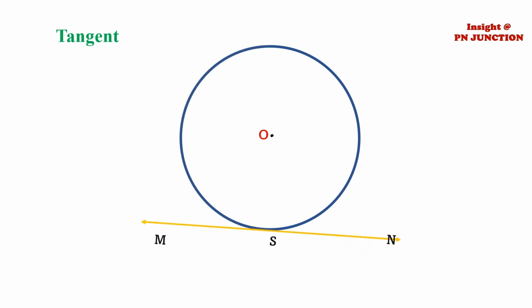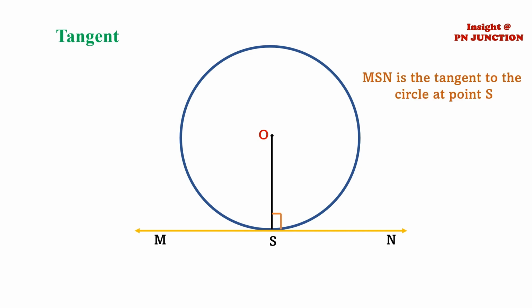Next, the tangent and its properties. A tangent is a straight line that touches a circle at exactly one point, known as the point of tangency or point of contact. In this figure, it is point S. The tangent is always perpendicular to the radius of the circle at the point of tangency. A tangent cannot be drawn to a circle from a point inside it.